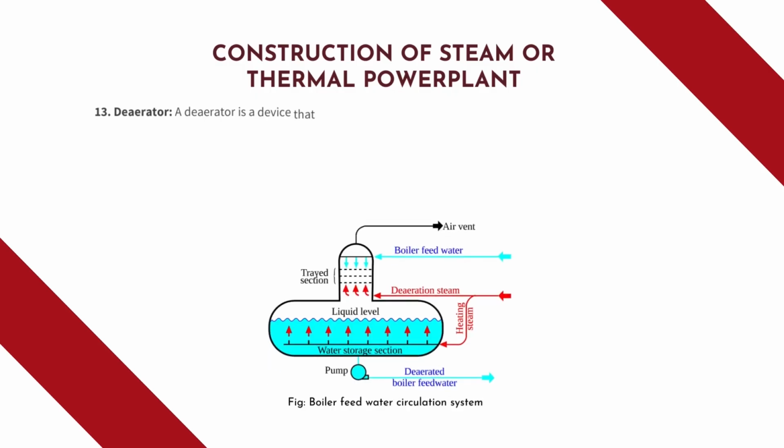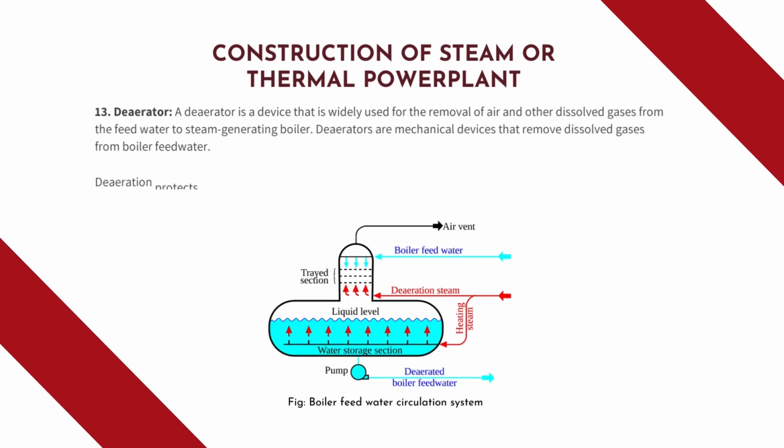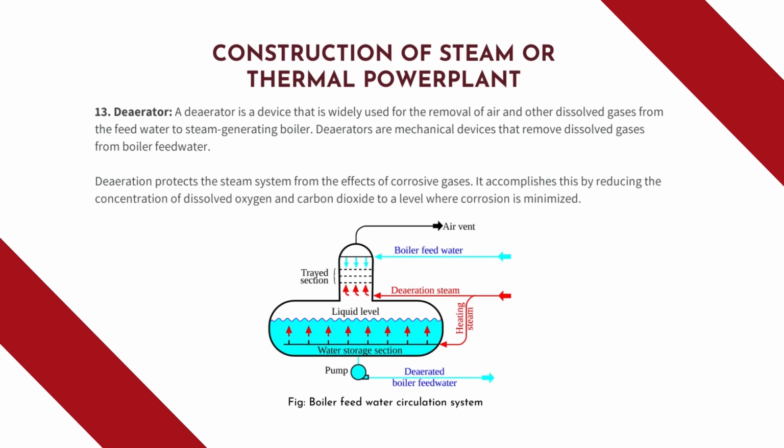A deaerator is a device that is widely used for the removal of air and other dissolved gases from the feed water to the steam generating boiler. Deaerators are mechanical devices that remove dissolved gases from the boiler feed water. The dissolved gases will definitely create problems or disturbance in the boiler, so the removal of dissolved gases is very important. For this purpose, we use a deaerator in a thermal power plant.